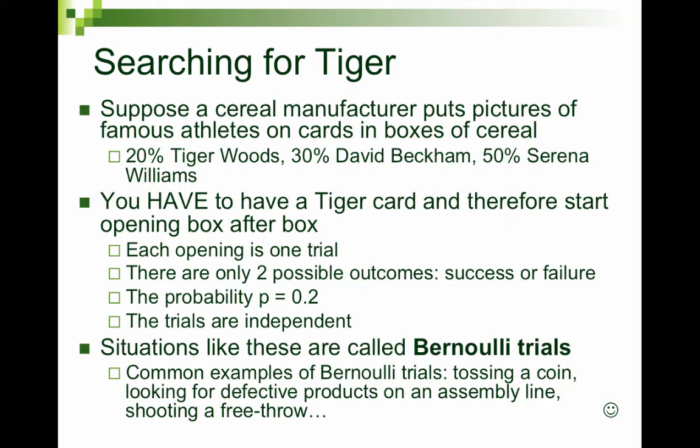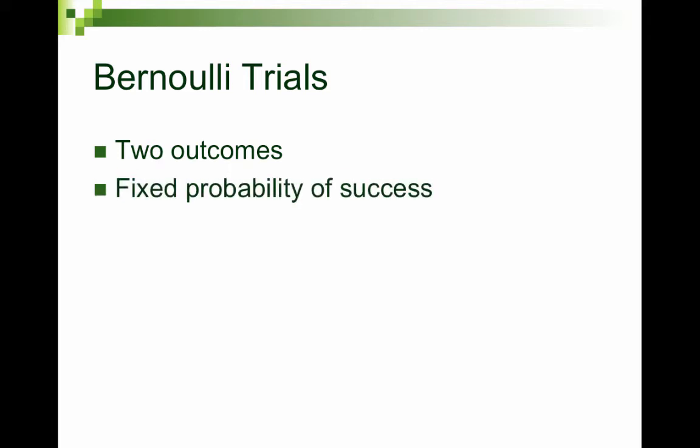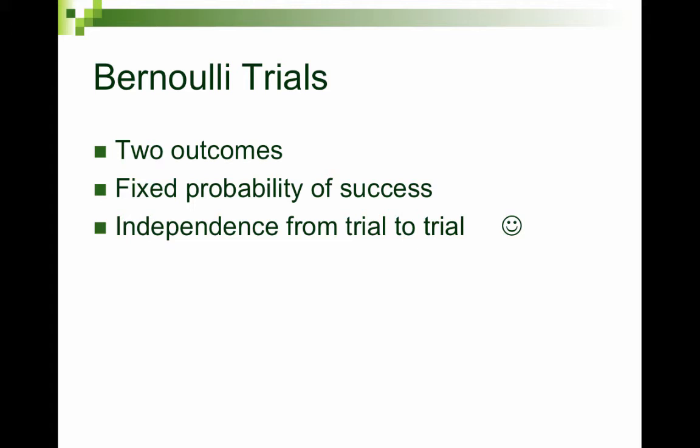Common examples of Bernoulli trials are tossing a coin, looking for defective products on an assembly line, or shooting a free throw. To be specific, Bernoulli trials have two outcomes. You either succeed or you fail. So in the previous context, we either got Tiger Woods' card or we didn't. You have a fixed probability of success, so your probability can't change. Opening one box, you had a 20% chance of getting Tiger Woods. Opening the next box, you still had a 20% chance. And then independence from trial to trial. So three things make something a Bernoulli trial: two outcomes, a fixed probability of success, and independent trials.